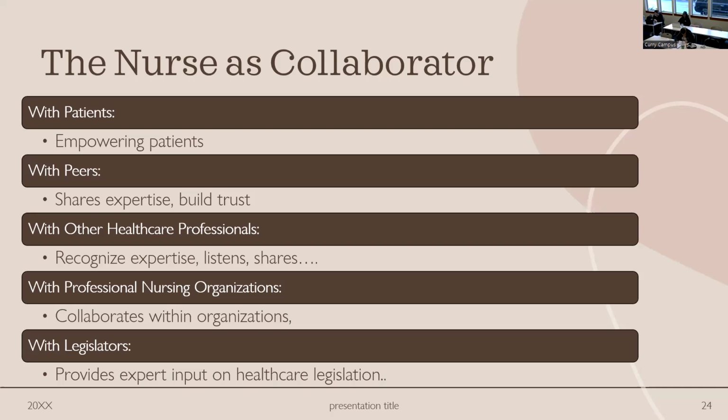With peers, we want to share expertise and build trust, as we don't quite know everything, so that's why we want to collaborate with other team members. Nurses support each other by sharing knowledge, fostering trust, and providing feedback. An example would be a senior nurse mentor for a graduate nurse on critical care protocols and patient communication strategies.